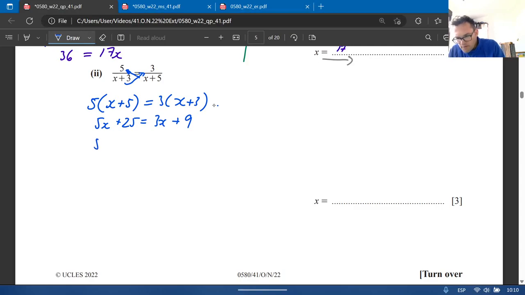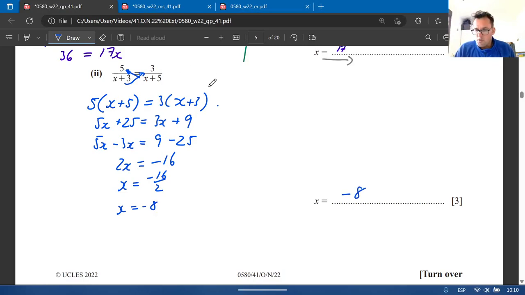Right, I'm going to leave the 5x there and subtract the 3x from it. Well, we leave the 9 there and subtract the 25 from it. Again, I'll swap these around, yeah? The 9 is positive, the 25 negative. That will give us 2x. 9 minus 25 will give us negative 16. Negative 16, which, if we divide it by 2, is negative 8.